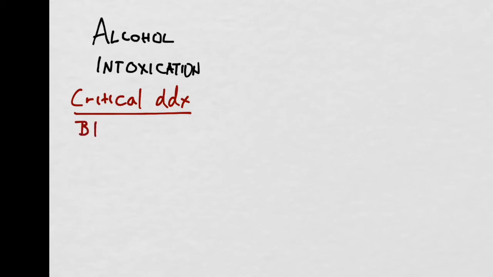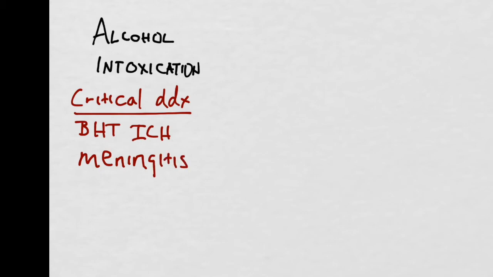Approaching an intoxicated patient should be no different than approaching any other patient. Start with a critical differential diagnosis. So our critical differential for this patient would include blunt head trauma with intracranial hemorrhage. Next up on the list is meningitis. Maybe the patient has an electrolyte abnormality such as hypoglycemia.